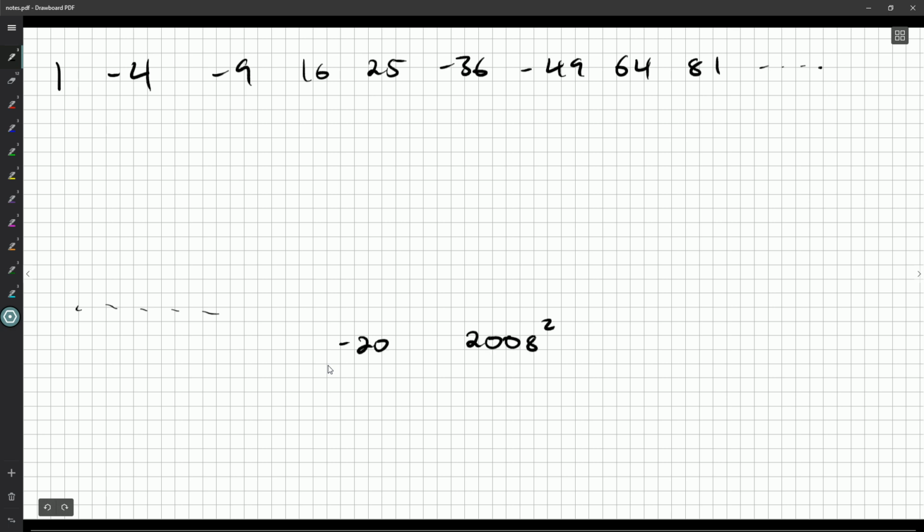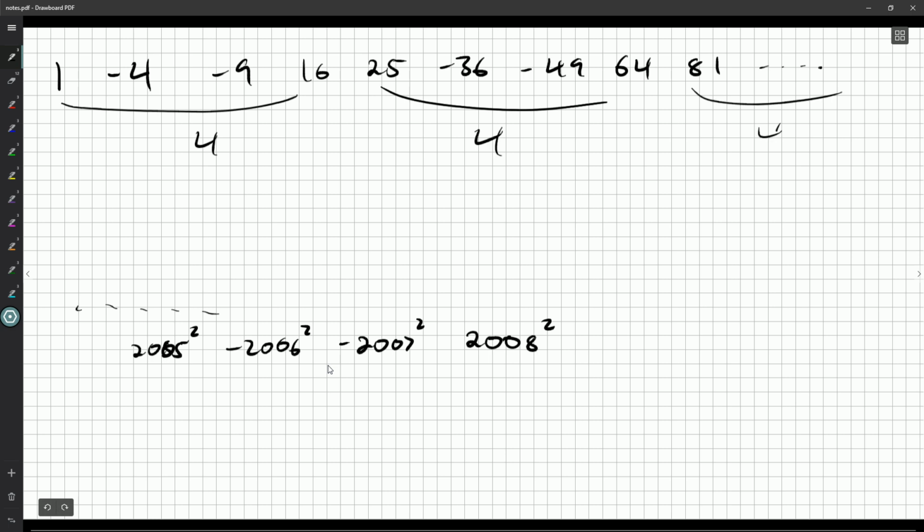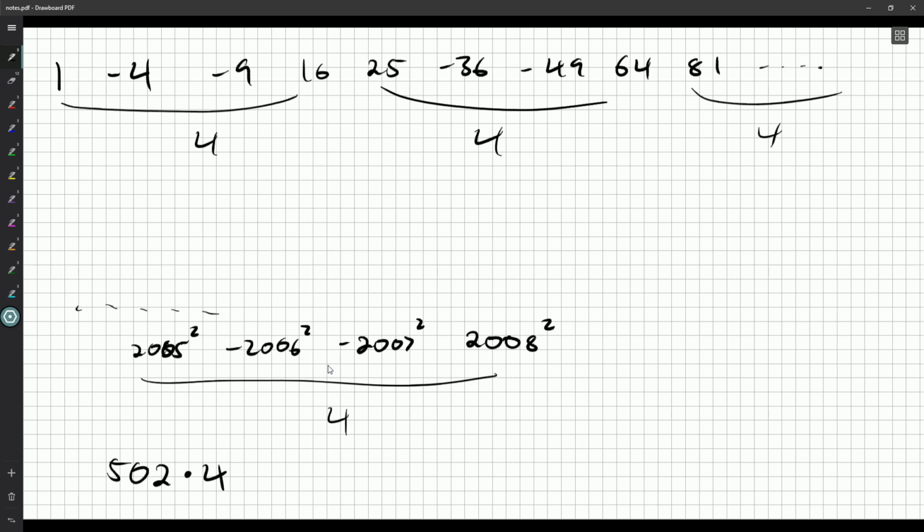Then the one before it would be negative. The one before that would be negative. And the one before that would be positive. And the same sort of rule applies. Groups of 4 add up to 4. So we get a 4, a 4, a 4, and then this last one is 4. Now, how many groups of 4 is that? Well, I just said it. It's 502. Well, 502 times 4, which is 2008.